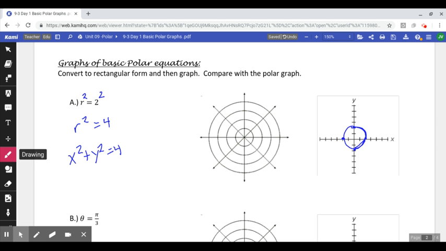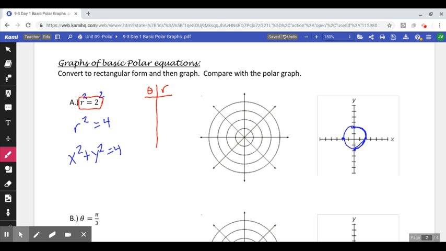So if we didn't even convert this into rectangular, could we still graph this? And the answer to that is definitely yes. So when we do that, we're going to look at this r is equal to 2 without squaring anything, just right here at the original r is equal to 2. I can make a table if I want to. I'll put theta here. That's usually our independent variable. And then r is our dependent variable.